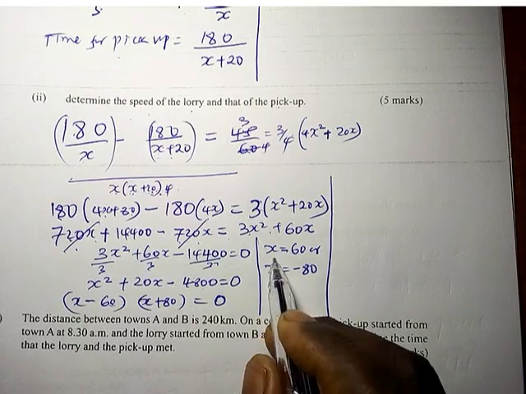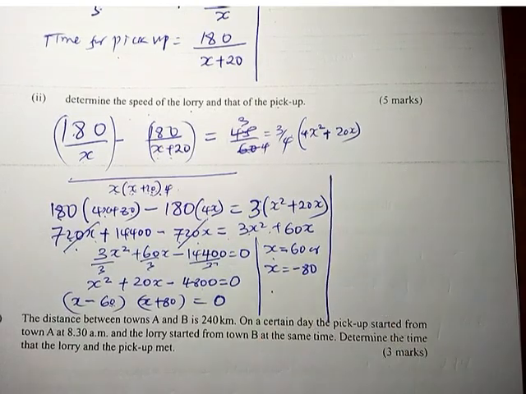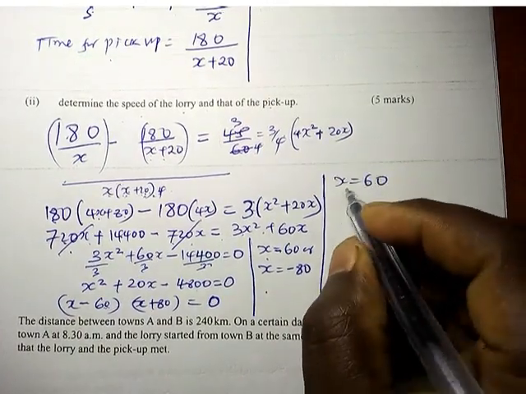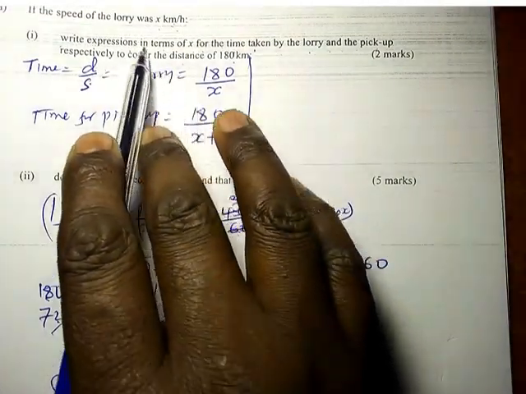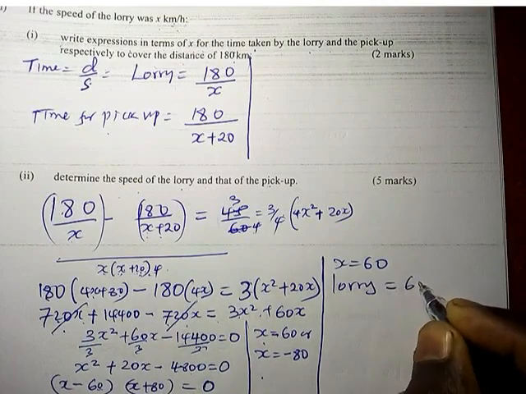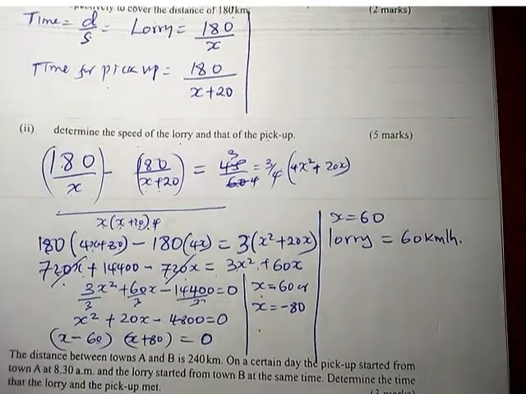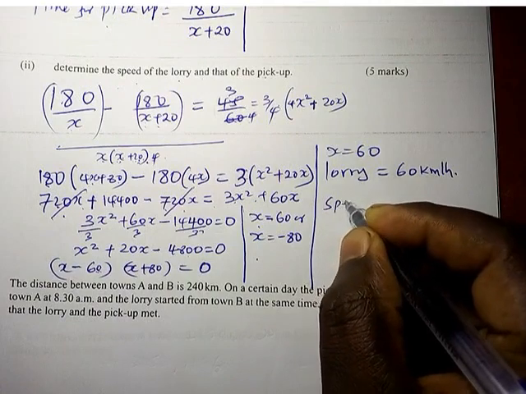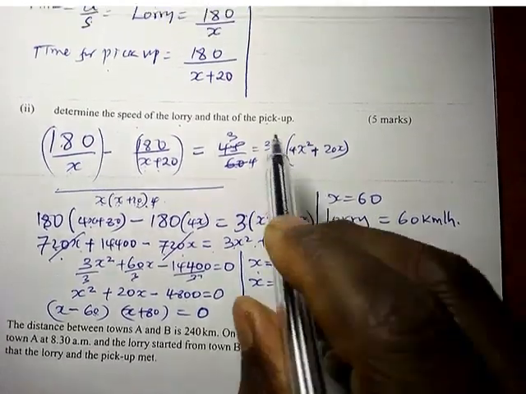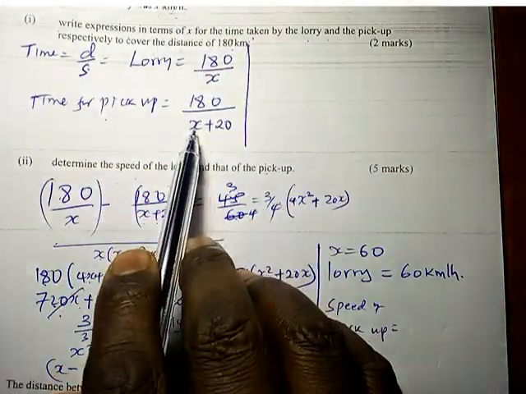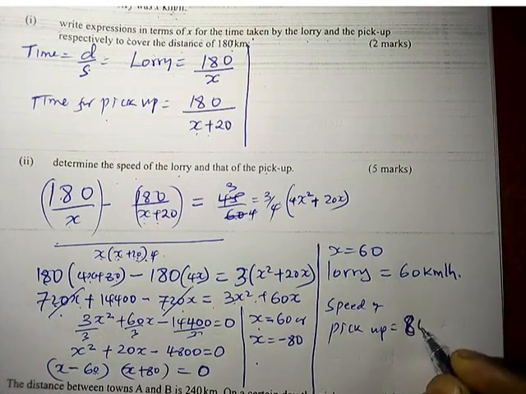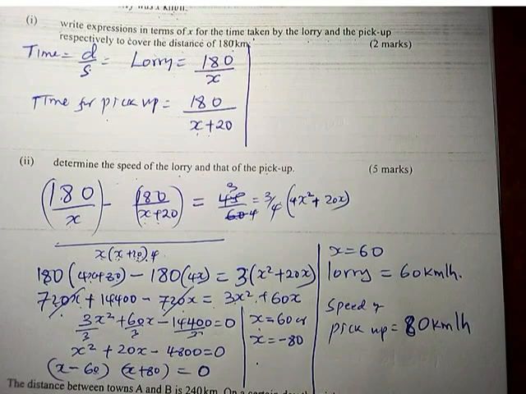So we take the x, the value which is positive, because the speed is going to be positive. So the speed x is equal to 60, meaning that the speed of the lorry is 60 kilometers per hour, meaning that the speed of the pickup is 60 plus 20, which is equal to 80 kilometers per hour.